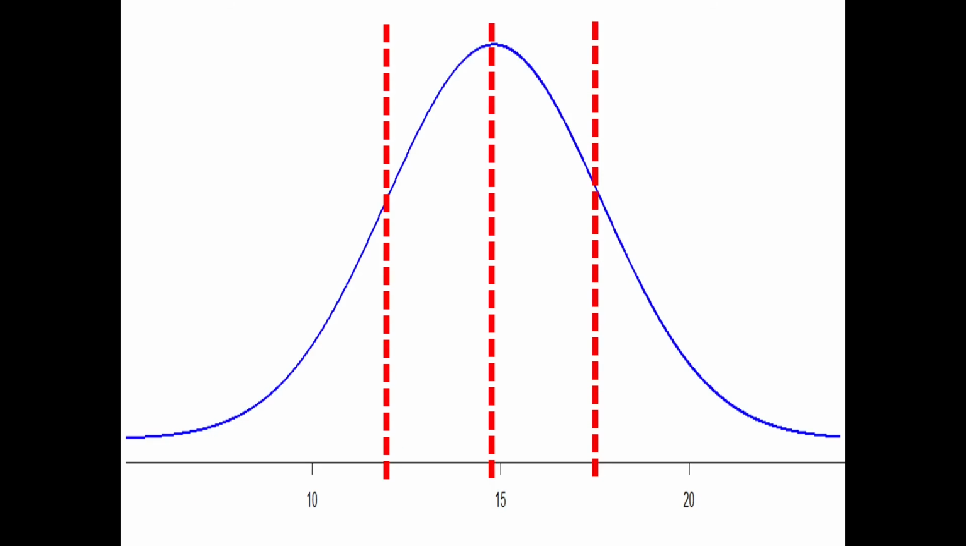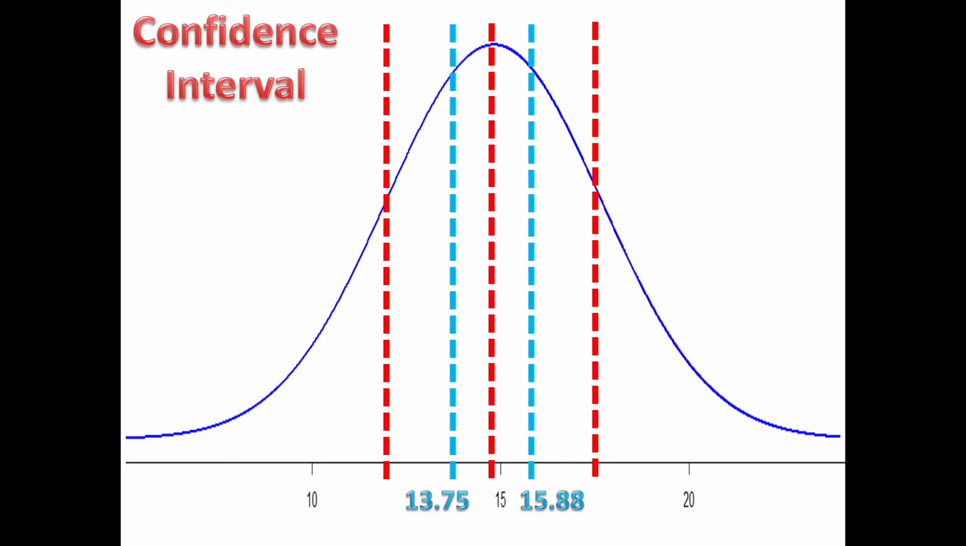A general rule of thumb is to look at the 95% confidence interval. In this case, the confidence interval is between 13.75 and 15.88. What that means is that we are 95% confident that the true mean of banana peel proportions is between 13.75 and 15.88. It is not saying that 95% of our data will be between 13.75 and 15.88.